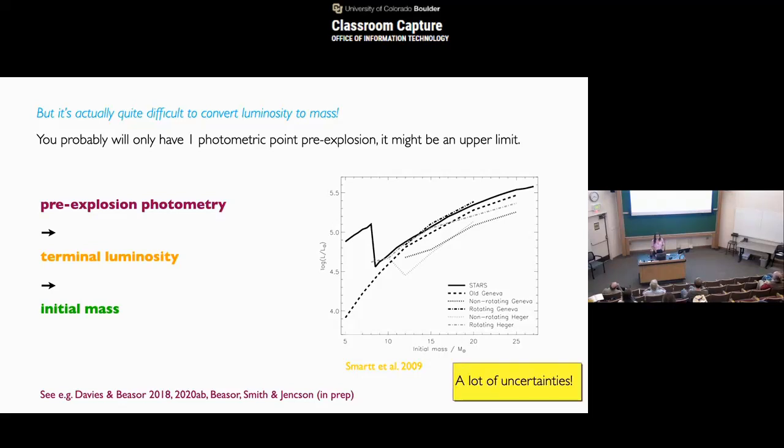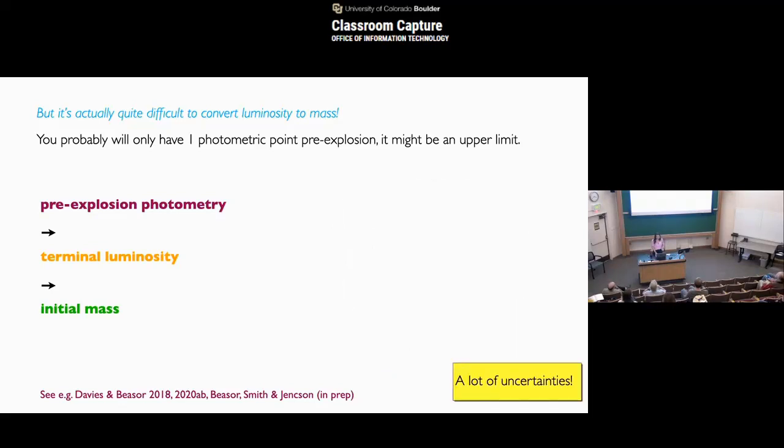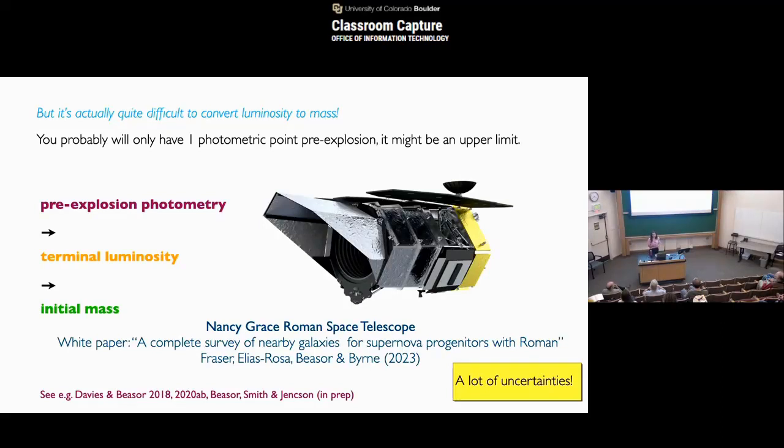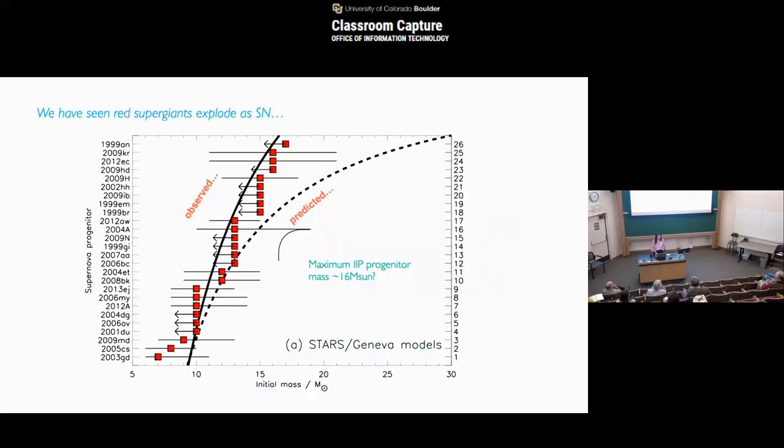So there are a lot of uncertainties, but hopefully this will get better with things such as the Nancy Grace Roman Space Telescope, which is going to be imaging galaxies in the mid-infrared, which makes this kind of process a little less uncertain. But at the moment, it's very uncertain, but you can do it for a lot of nearby supernovae now. There are a lot of stars where we can get this pre-explosion direct imaging method working.